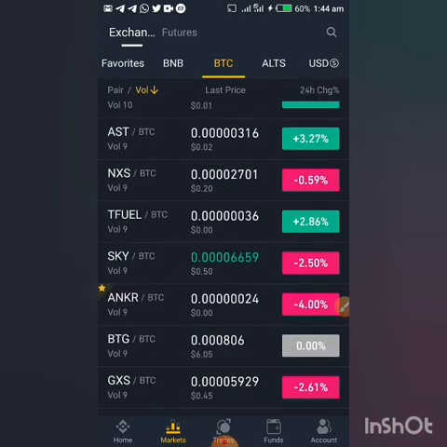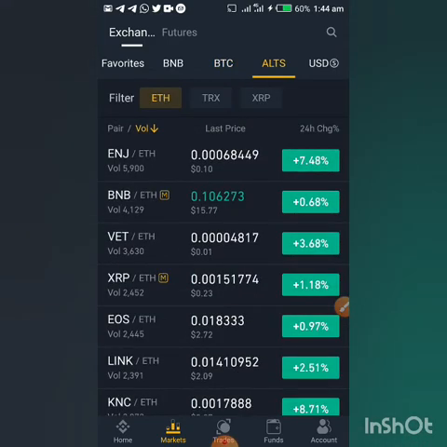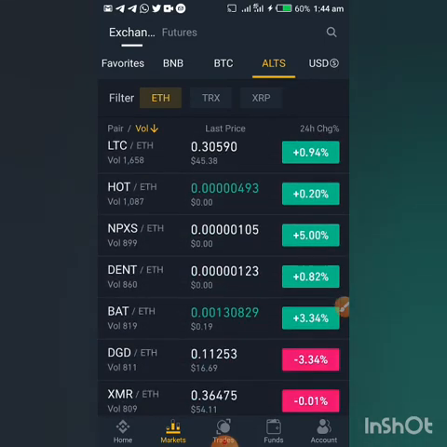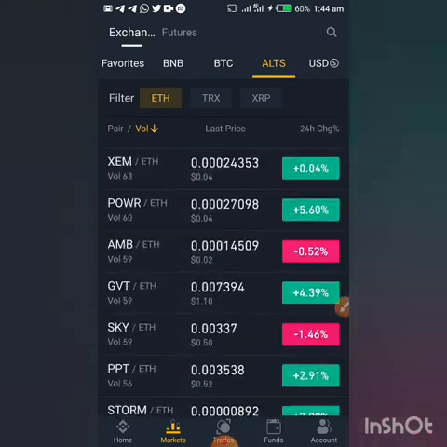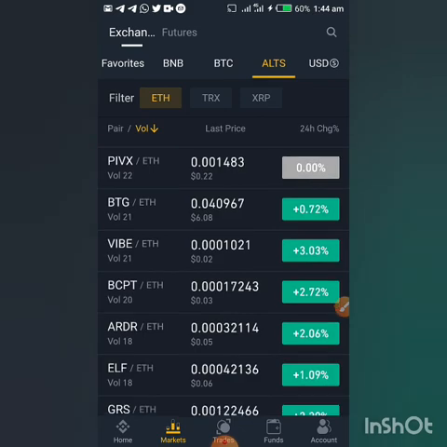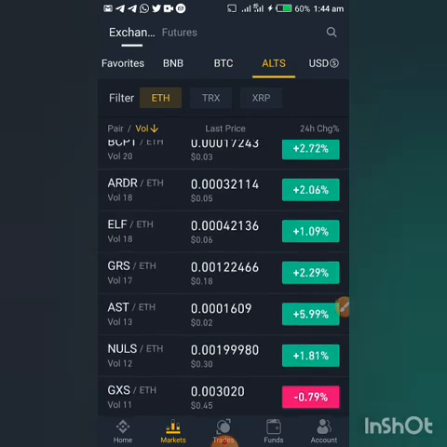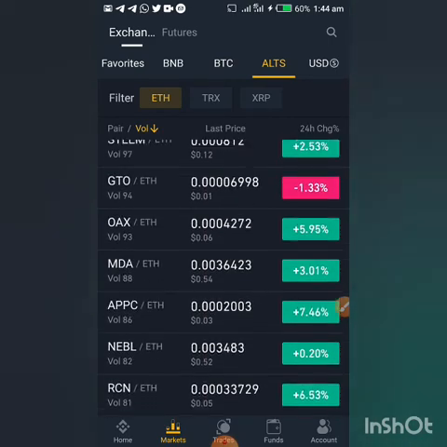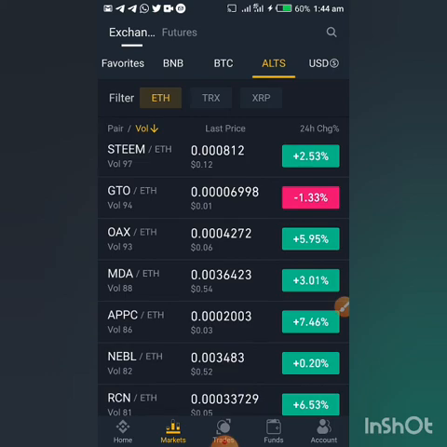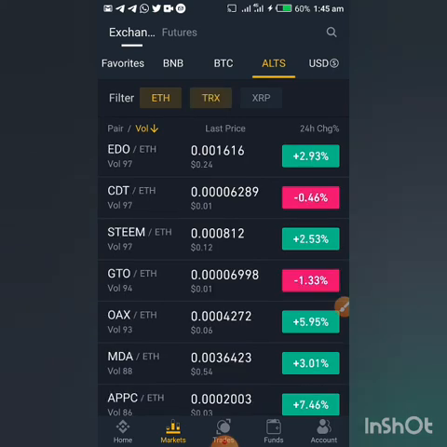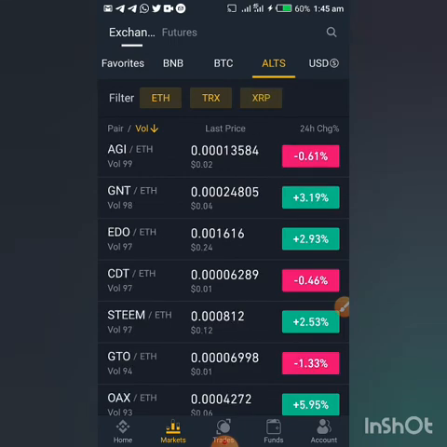Then maybe we want to look at altcoins. We have Ethereum, which is the major altcoin. Like we said, altcoin means alternative coins. Any coin that is not Bitcoin is called an altcoin. So Ethereum is actually the head here. In the altcoins we have Ethereum, Tron, TRX, then we have XRP. So these are all altcoins.